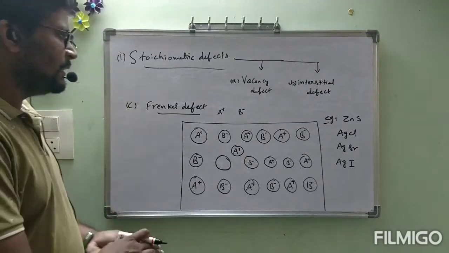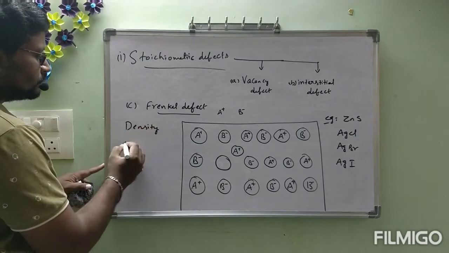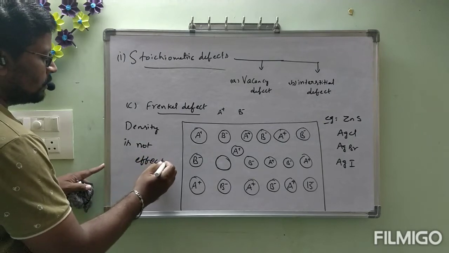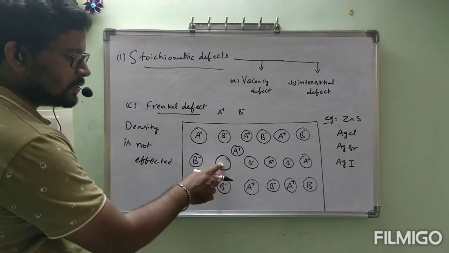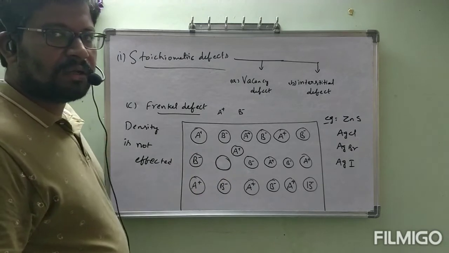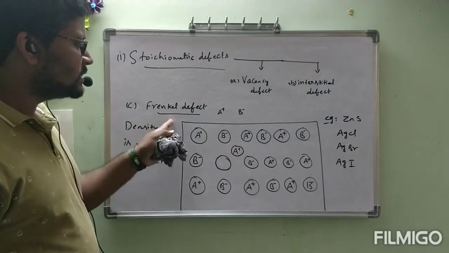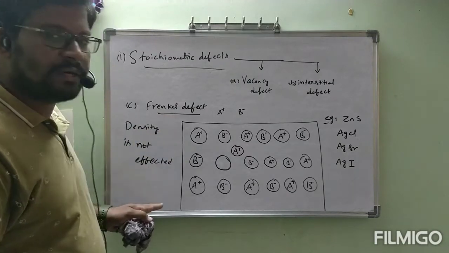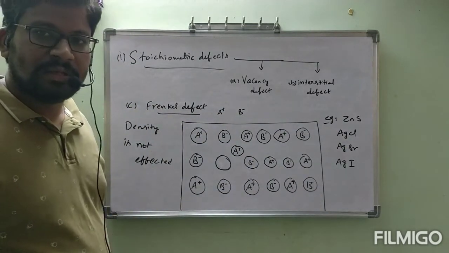Okay, next. Density is not going to be affected. Why is density not affected? Here previously A plus must be here, instead it is present here. Volume is not affected, mass is not affected. Because of that, density is not affected by this defect. Because of Frenkel defect, density is not affected. In this type of compounds, Frenkel defect is generally observed.